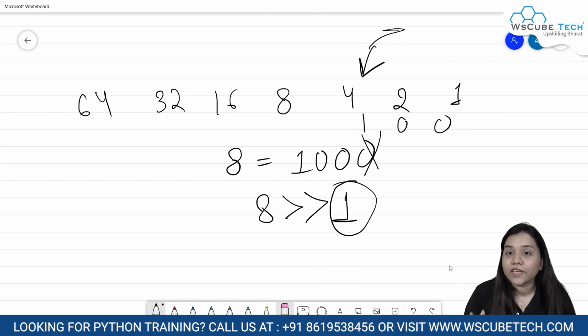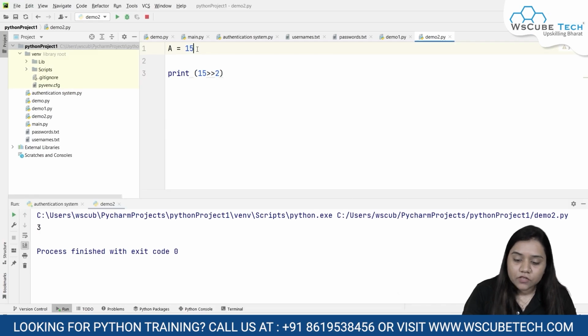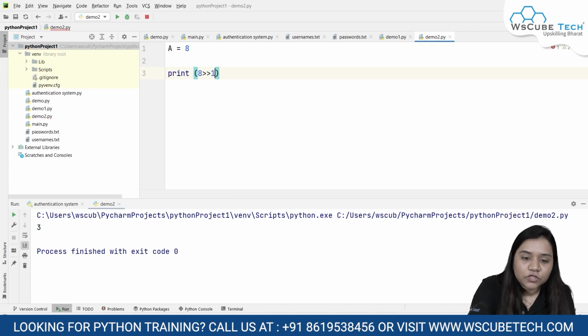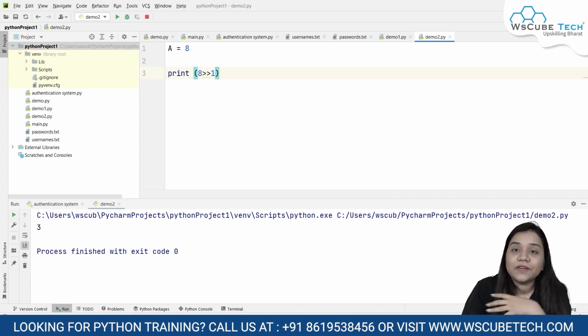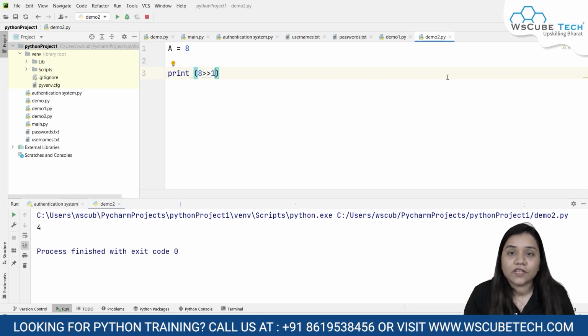Let's have a look at how it can be done in Python. Here I'm considering the case of 8, that A is equal to 8. And here we will be removing one bit from it. So I'll be writing 8, right shift bitwise operator, and I'll be shifting it by one value. That means I'll be removing one bit, and if I run it, it gives me 4. So this is how, guys, the right shift and the left shift operators are used in bitwise operators.